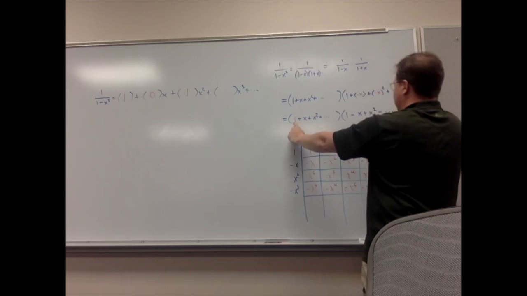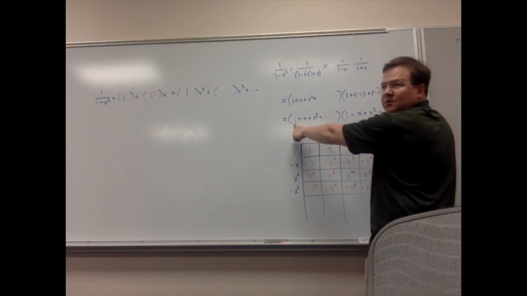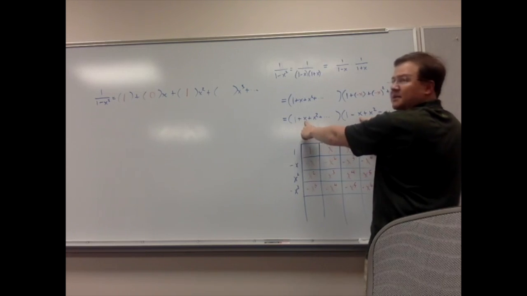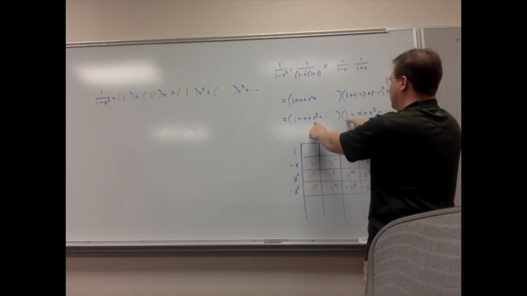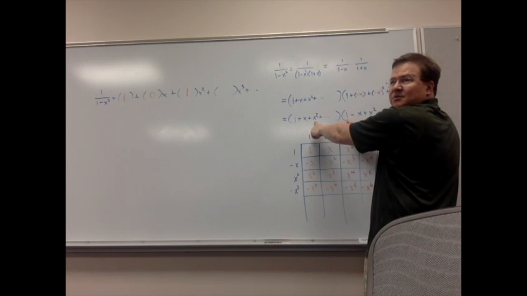You see that? You're getting a quadratic term from here: 1 times x squared is x squared. You're getting a quadratic term from here: that's x times negative x, that's negative x squared. And you're getting a quadratic term from here: 1 times x squared. See what I mean?